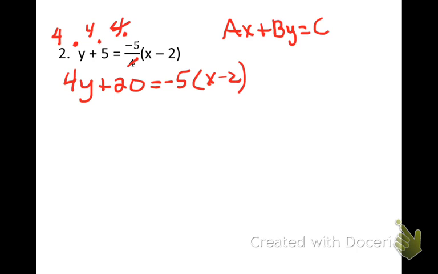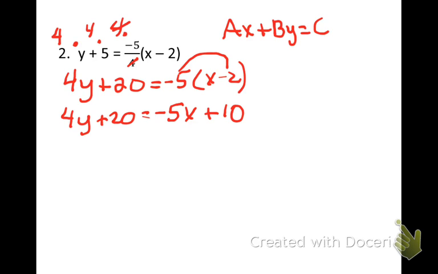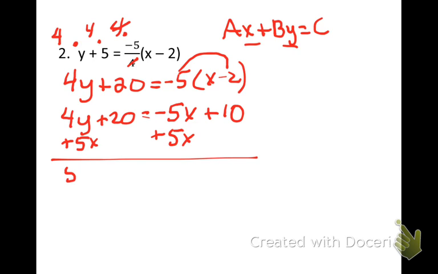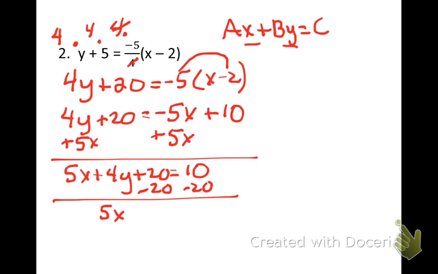So now it's very similar to the last problem we did. I'm going to distribute over here on the right. Negative 5 times x would be negative 5x. Negative 5 times negative 2 would be plus 10. Again, I need my x and y both on the left side, so I'm going to add 5x to each side. And I want my x term first, so 5x plus 4y, still got my plus 20, equals 10. Need to get my number to the right, so I'm going to subtract 20 from each side. Get 5x plus 4y equals negative 10. 5 is positive, so that works. Nothing goes into 5, 4, or negative 10, so I would be done. That would be my standard form.